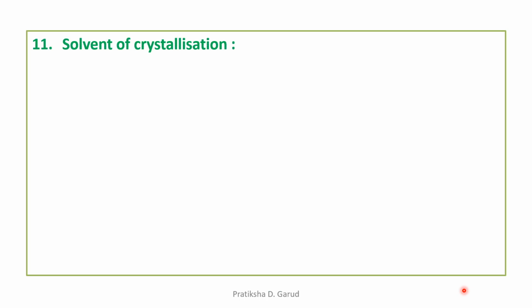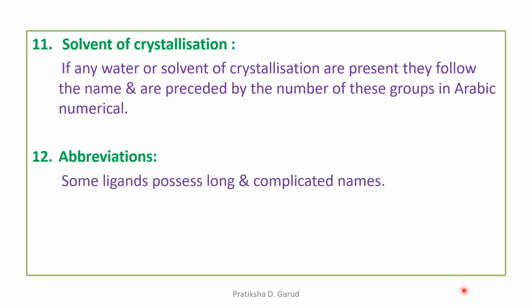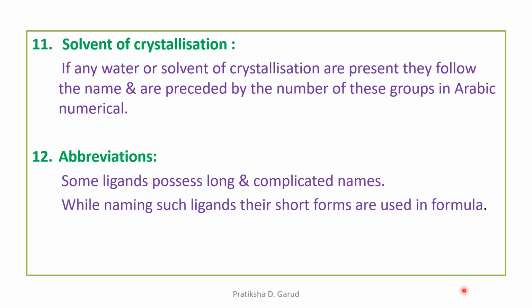Next rule, solvent of crystallization. If any water or solvent of crystallization is present, it follows the name and is preceded by the number of these groups in Arabic numerals. And the last one, abbreviations. Some ligands possess long and complicated names, right? So while naming such ligands, their short forms are used in the formula. Examples are en, that is ethylenediamine, pn, py, that is pyridine, etc. So these are the rules of IUPAC nomenclature used for coordination compounds, and by using these rules we have to study the various examples of coordination compounds. Thank you.